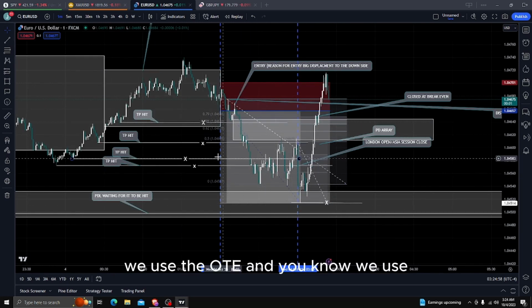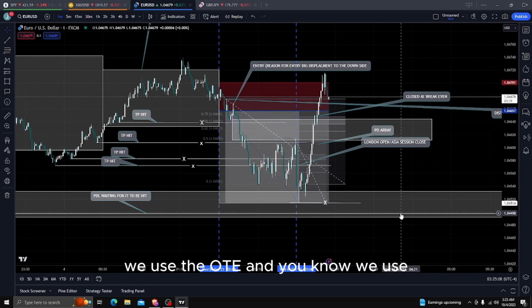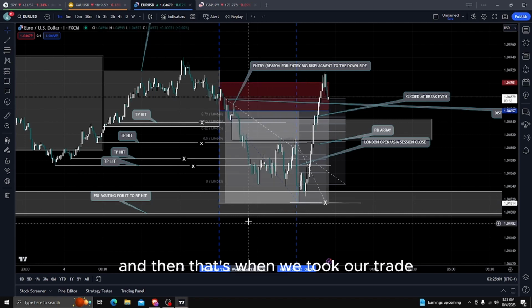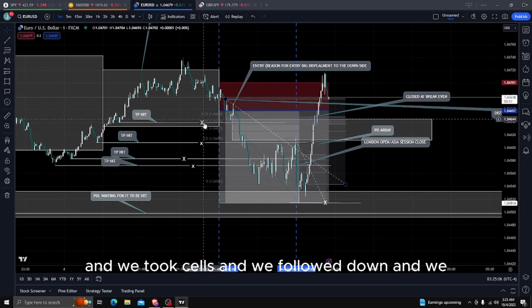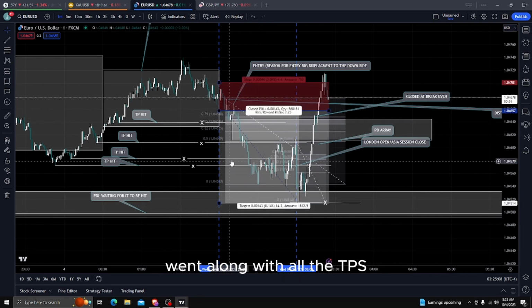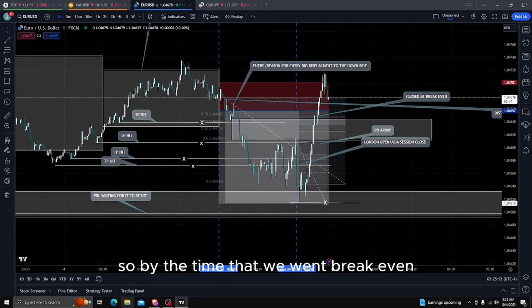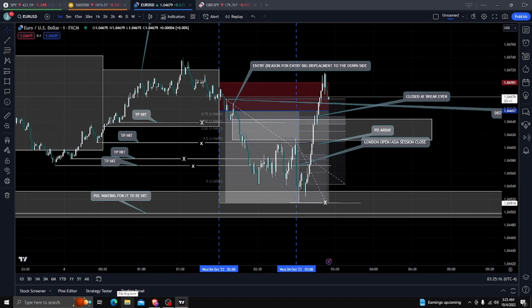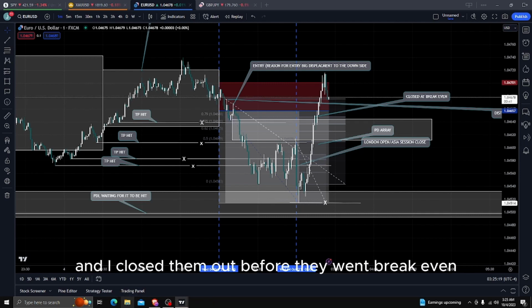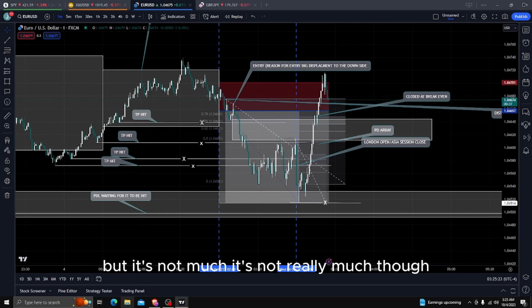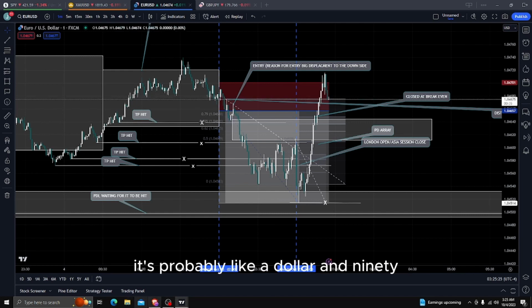We used the OTE, and we saw a big displacement coming down from the downside, and that's when we took our trade. We took sells and followed down and went along with all the TPs. It hit most of our TPs, so by the time we went break even, we were in like 10 lots, so it didn't really matter. I closed them out before they went break even, so I closed out on a little bit of profit, but it's not much. It's probably like $1.90.